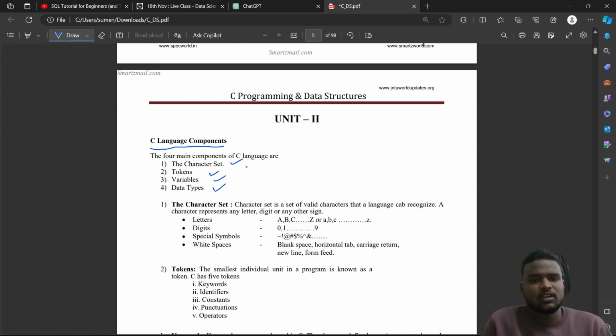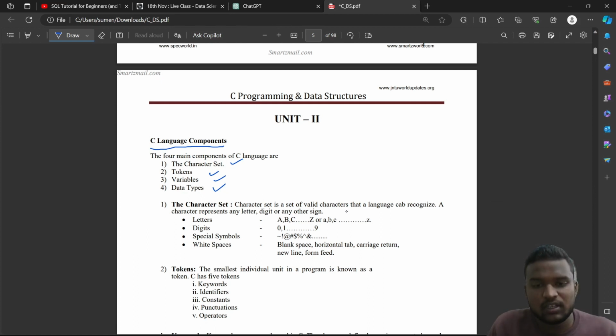So what is a character set? Character set is nothing but the set of characters which are defined in C programming. So let us give the definition first. Character set is a set of valid characters that a language can recognize. A character represents any letter, digit, or any other sign.